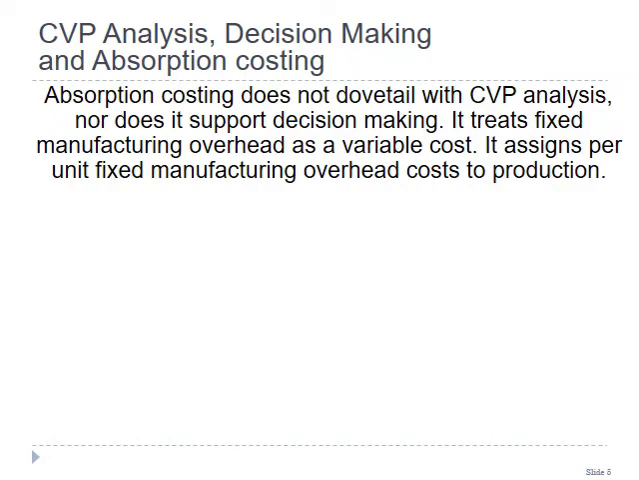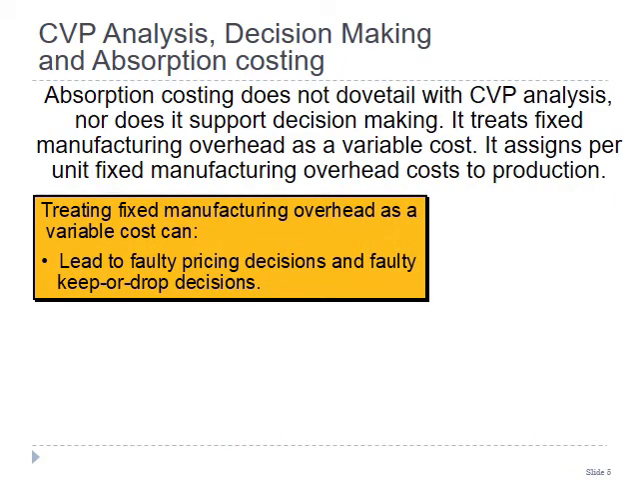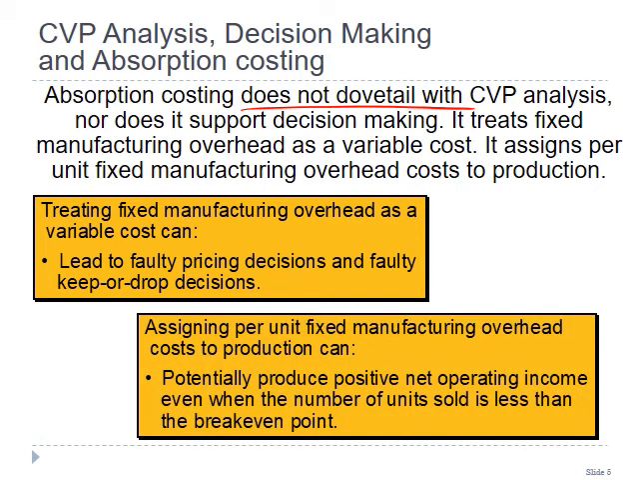So if we look at CVP analysis, absorption costing does not dovetail with CVP analysis, nor does it support decision making, because it treats all the fixed manufacturing overhead as a variable cost, and it assigns per unit fixed manufacturing overhead cost to production. So what happens? Treating fixed manufacturing overhead as a variable cost can lead to faulty pricing decisions and faulty keep or drop decision making, which we will learn in our relevant costing methods.